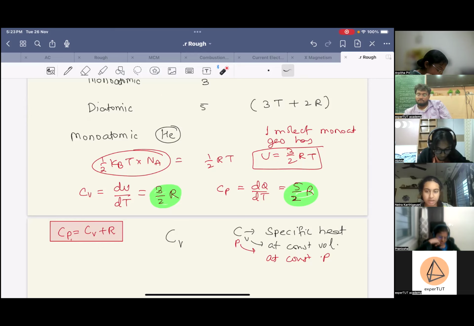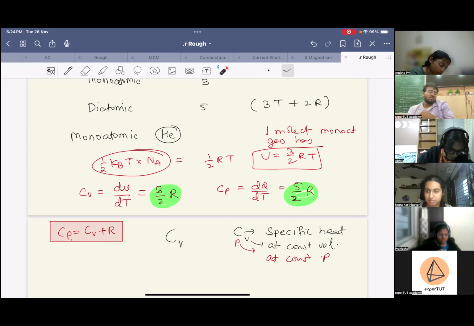And for one molecule, if it's half kBT, then for 1 mole, it's half kBT times Avogadro number. But since kB times Avogadro number is R, it's also equal to half RT. And we can find U from that, which is half RT times the degrees of freedom. And CV, the specific heat at constant volume, is dU by dT. So it's 3 by 2 R for a monatomic gas, and CP, the specific heat at constant pressure, which is dQ by dT, is 5 by 2 R for a monatomic gas.